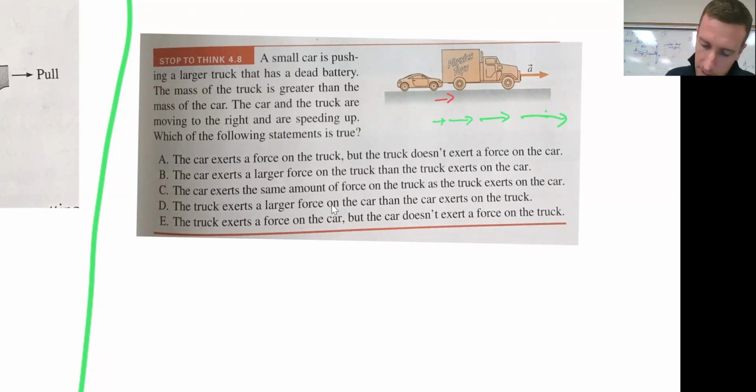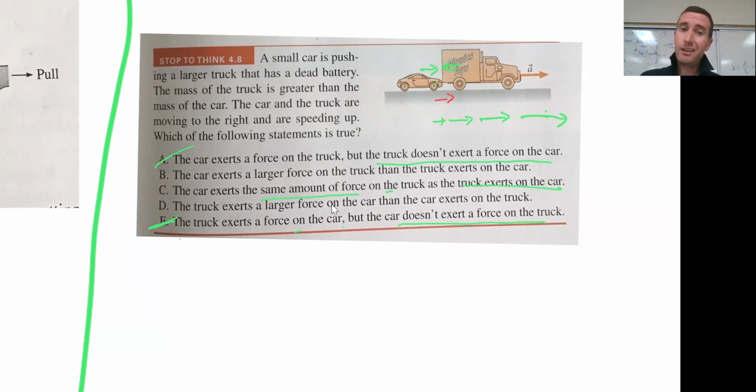Which of the following statements is true? The car exerts a force on the truck, but the truck doesn't exert a force on the car. Well, they're touching each other, so any force that the car exerts has to have an equal and opposite force from the truck. Not true. The car exerts a larger force on the truck than the truck exerts on the car. The car exerts the same amount of force on the truck as the truck exerts on the car. The truck exerts a larger force on the car than the car exerts on the truck because it has a larger mass. The truck exerts a force on the car, but the car doesn't exert a force. No, that one's definitely wrong. So we definitely know they both exert a force on each other.